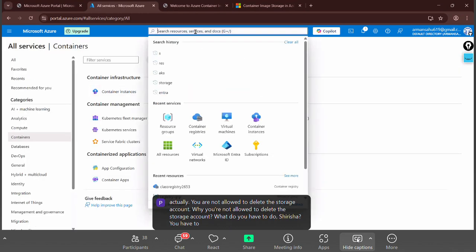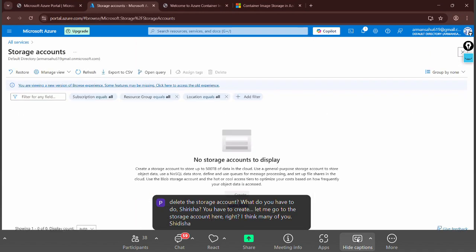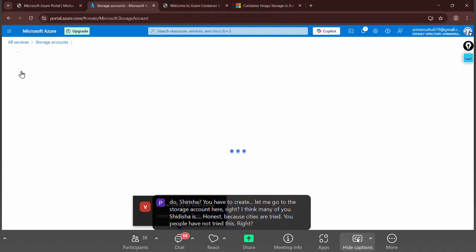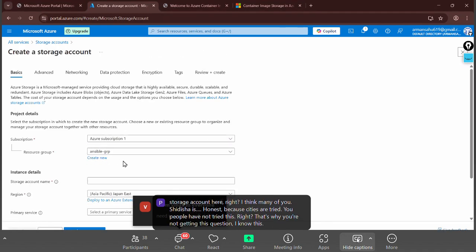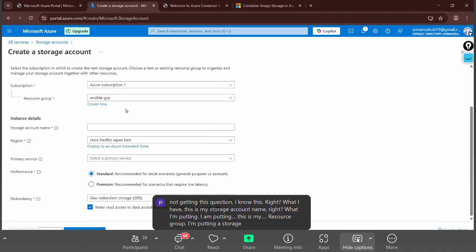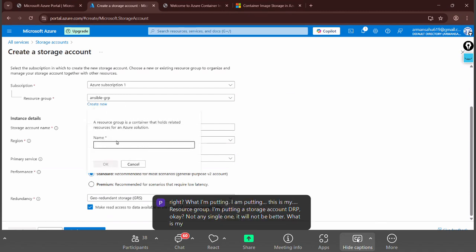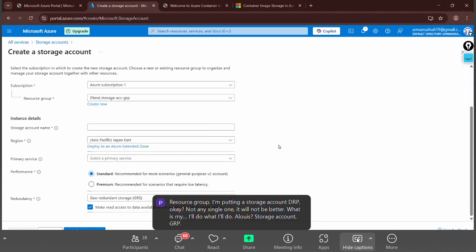You have to create. Let me go to the storage account here. I think many of you, Shirisha is honest because Shirisha tried. You people have not tried this, that's why you're not getting this question. I know this. This is my storage account name, and this is my resource group. I'm putting a storage account GRP, not the Ansible one, it will not be better. What I'll do is a storage account GRP.